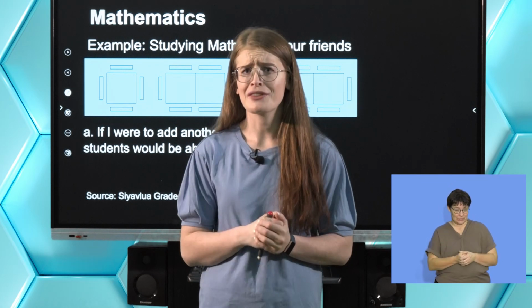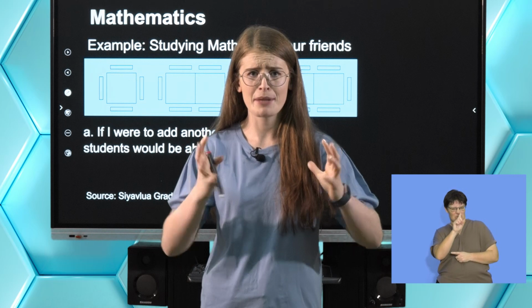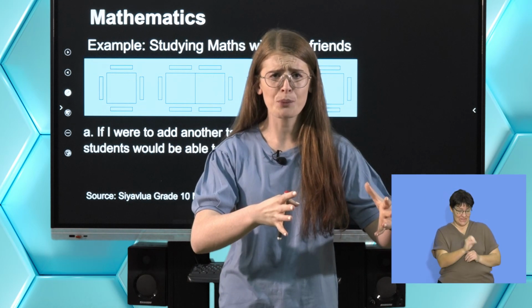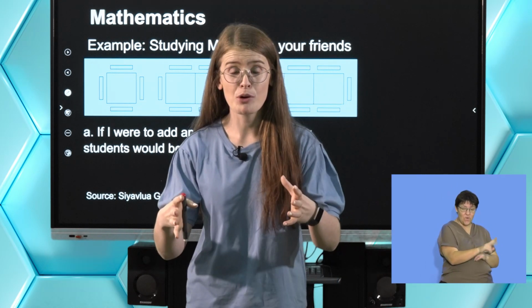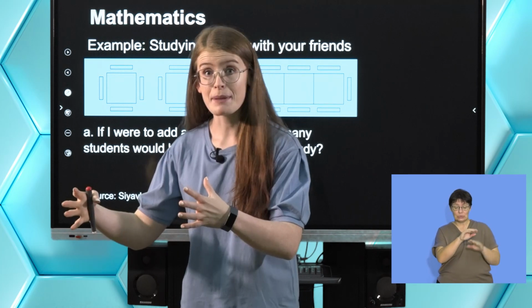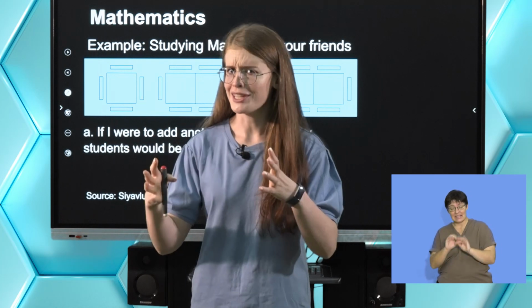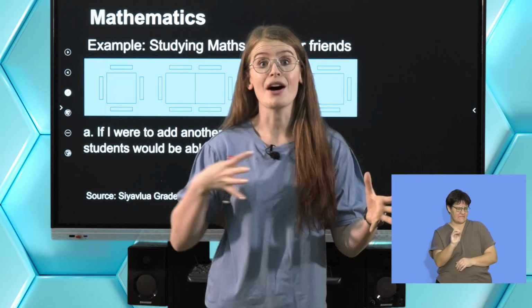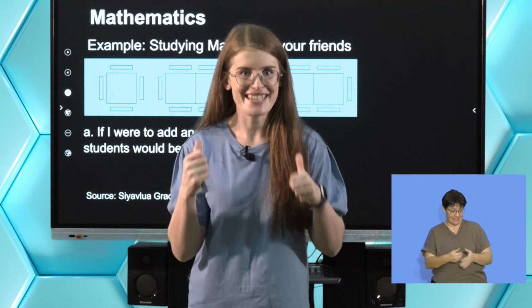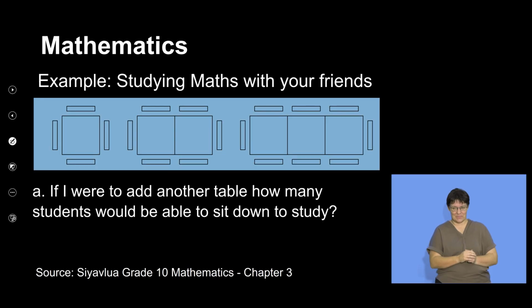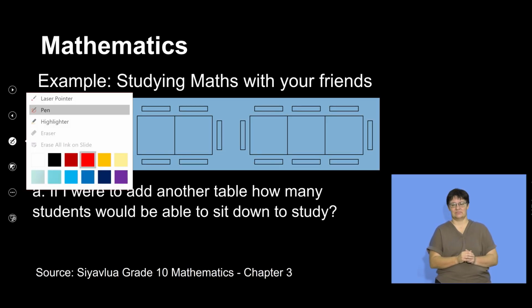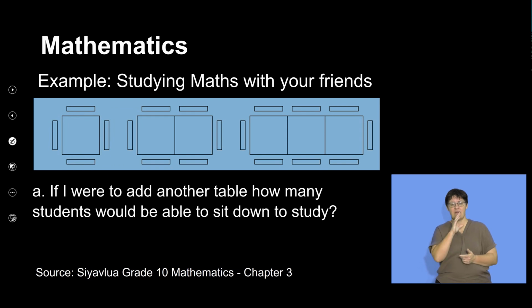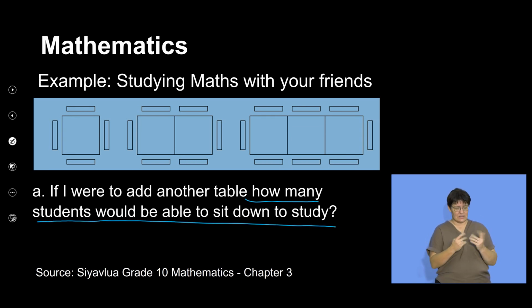So let's look at the next question. So I hope that everyone's happy. We initially had 4 people at one table, then 6 people at 2 tables, then 8 people at 3 tables. We're going to see if there's any type of pattern between the number of people with the number of tables. Let's have a look at the example. So this example is asking me, if I were to add another table, how many students would be able to sit down and study?